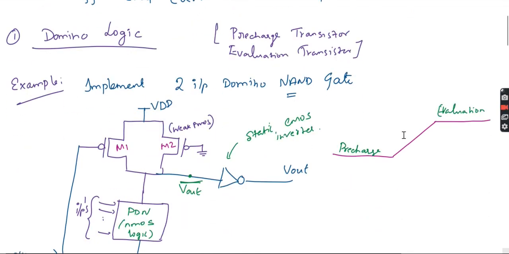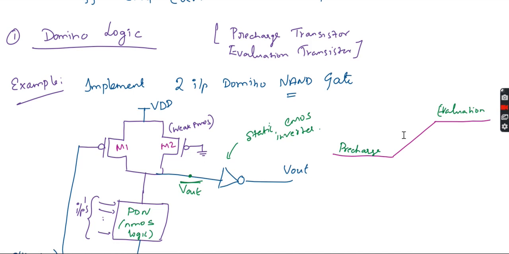We took an example. The mode of operation of domino logic is in two phases: one is the pre-charge phase, and the other is the evaluation phase. During the pre-charge phase, the pre-charge transistor, which is a PMOS at the top, will pre-charge the capacitor. During the pre-charge time, even if we give the input, the circuit will not behave.